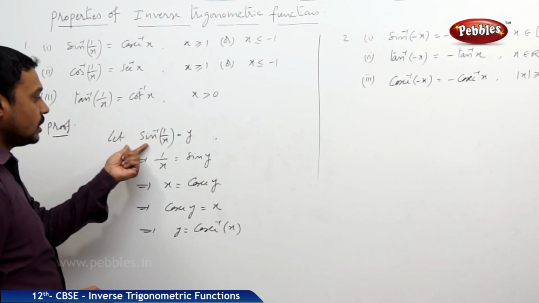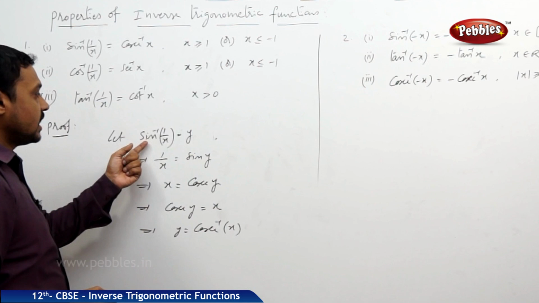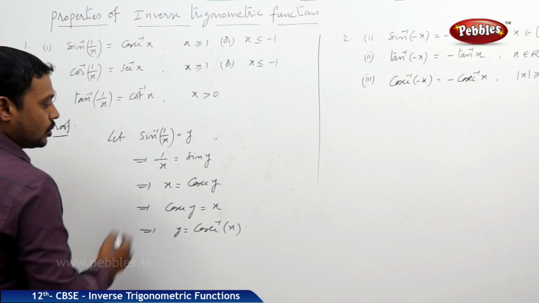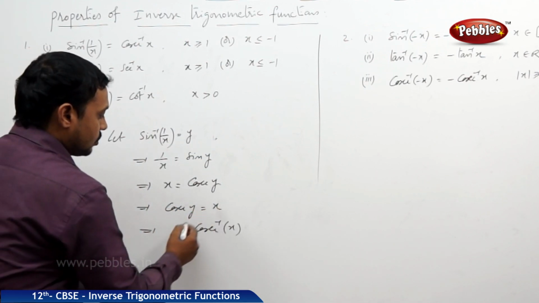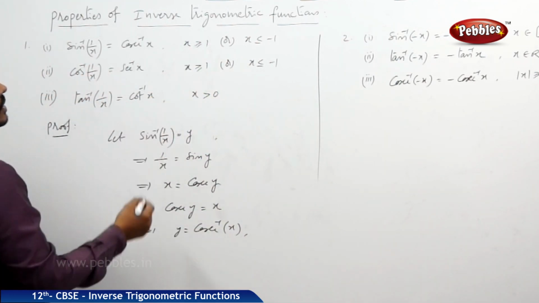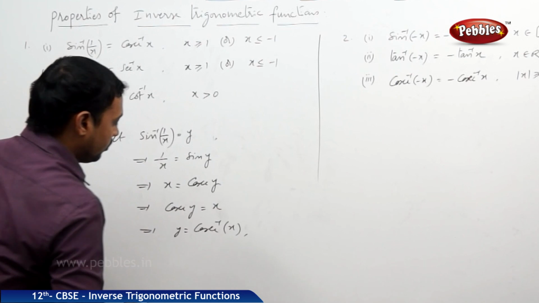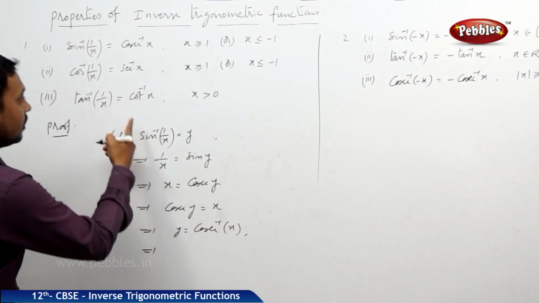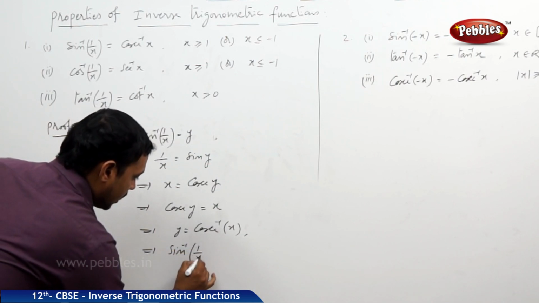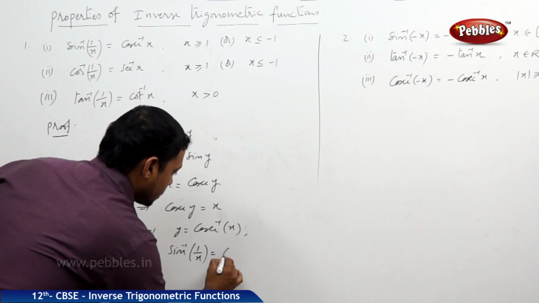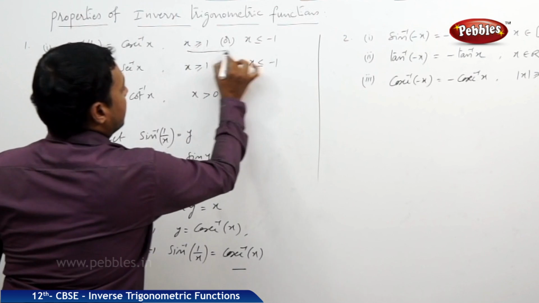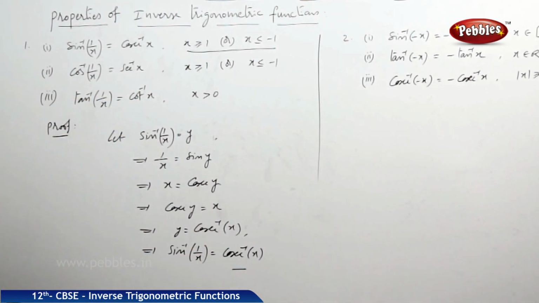So according to the inverse function definition, sin inverse of 1 by x is equal to y means 1 by x is equal to sin y. Therefore, x is equal to cosecant y, and cosecant y is equal to x means y is equal to cosecant inverse x, for every x greater than or equal to 1 or less than or equal to minus 1. Now, what is y here? Y is equal to sin inverse of 1 by x. Therefore, sin inverse of 1 by x is equal to cosecant inverse of x for every x greater than or equal to 1 or less than or equal to minus 1.